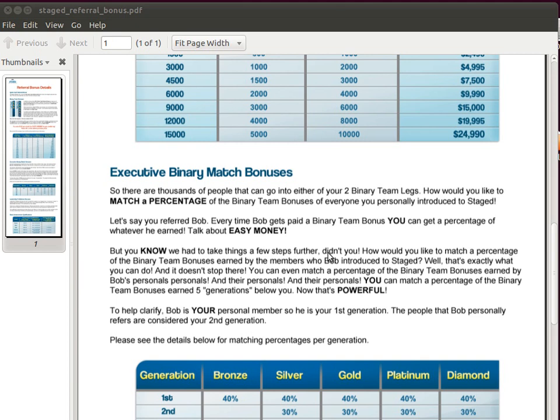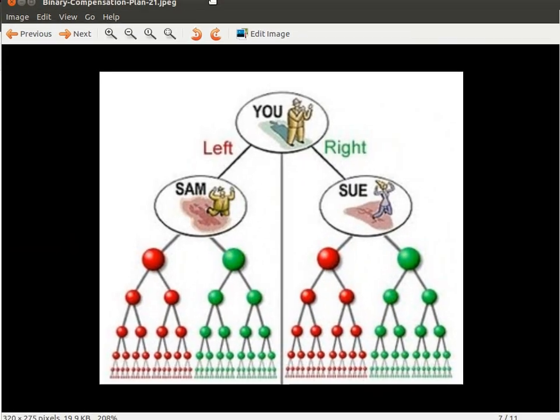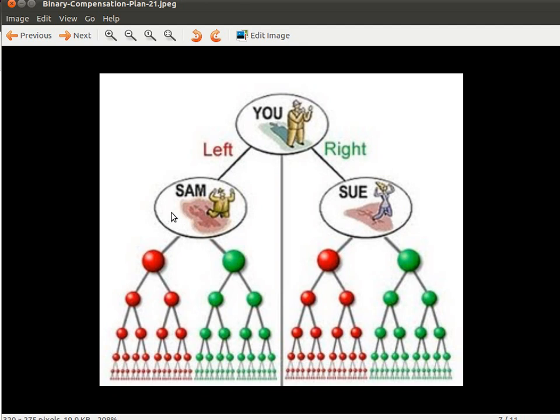Now, the executive binary match, this gets pretty exciting. We have 5 levels: bronze, silver, gold, platinum, and diamond. And I'm going to tell you how you reach those levels in just a second. But if you are bronze, you get to match 40% on your first generation or first level in the binary. I'm going to bring my picture back over to show you what that is. Sam and Sue are on your first level or first generation.